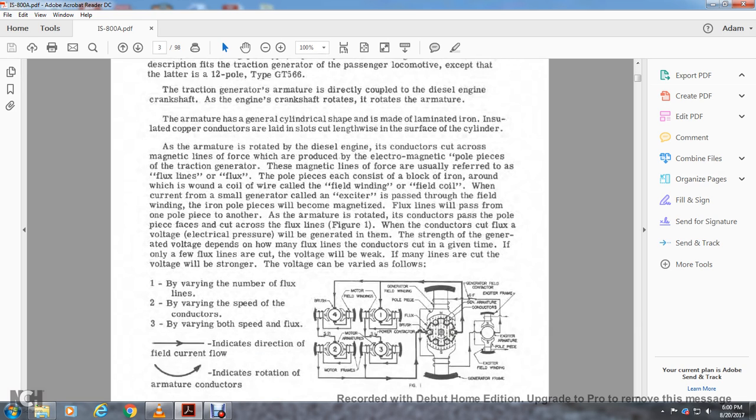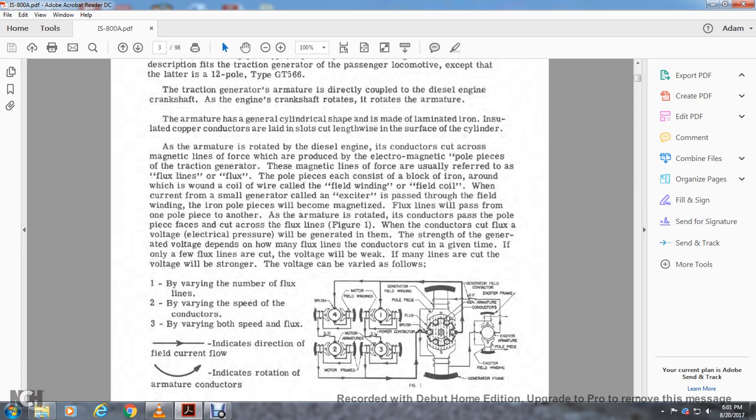The voltage can be varied as follows: by varying the number of flux lines, or by varying the speed of the conductors through the flux. A straight line with a dash through it and an arrowhead in the middle of it indicates the direction of field current flow. A curved line with an arrowhead in front of it indicates the direction of armature conductor movement.